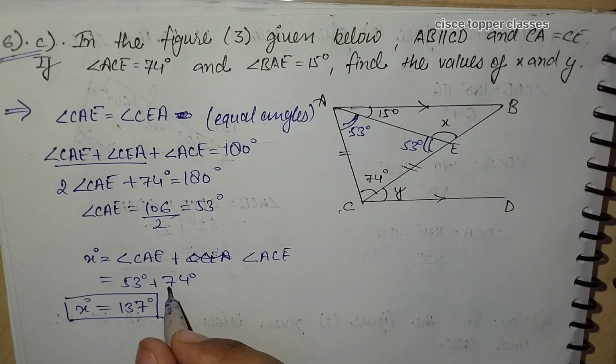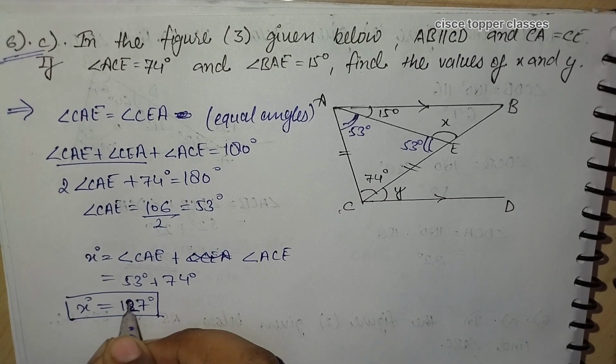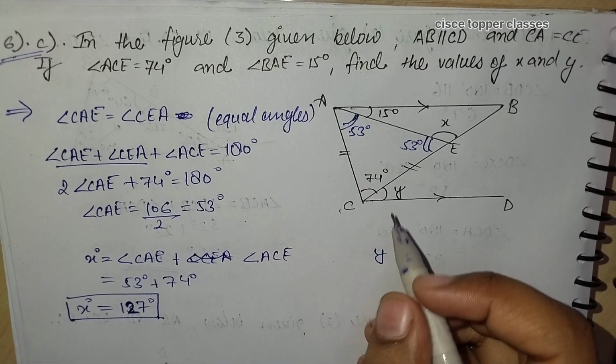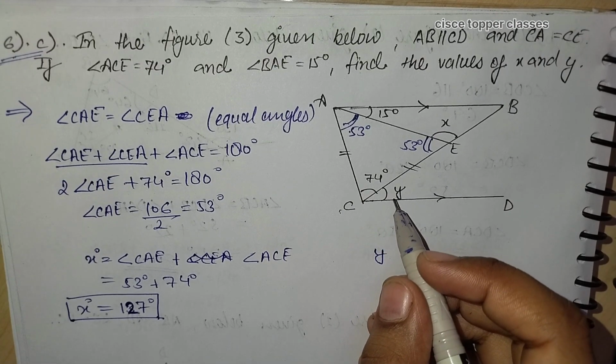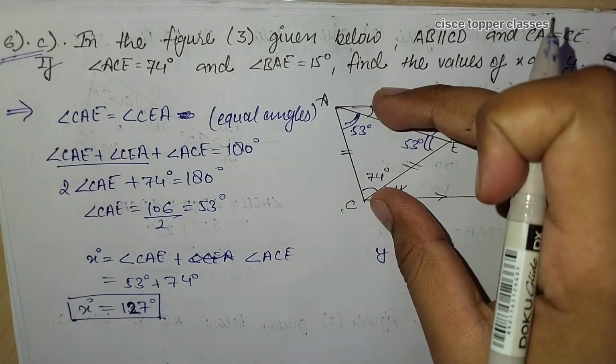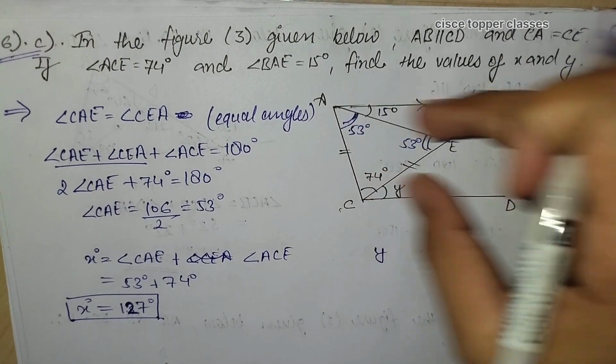4 plus 3 will be 7, and 7 plus 5 will be, sorry, this is 12 here, 127 degree. Now we have to find the value of y. Again, to find this value, we can see here y is equal to, because this is co-interior angles between the two parallel lines.